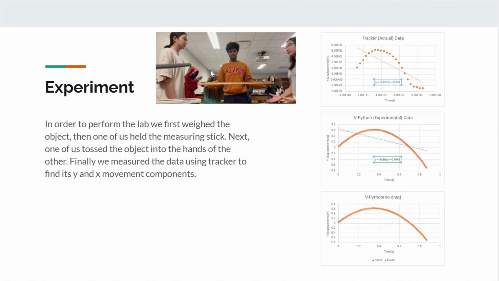In order to perform this lab, we first weighed the object, then one of us held the measuring stick, then one of us tossed the object into the hands of the other, then finally we measured the data using Tracker to find its x and y movement components.